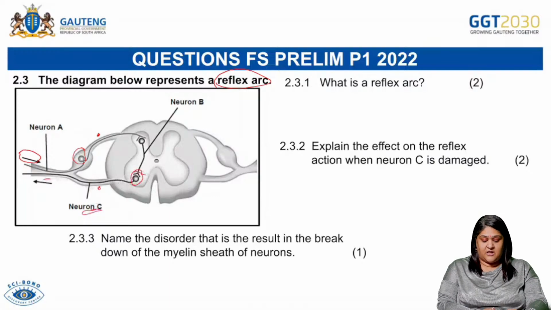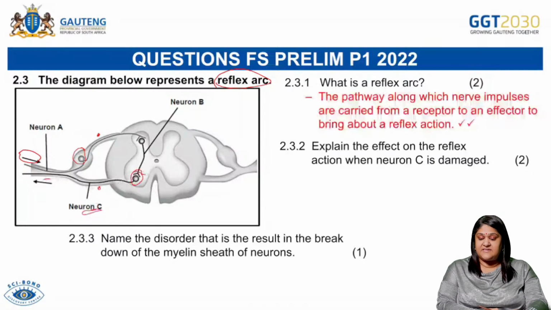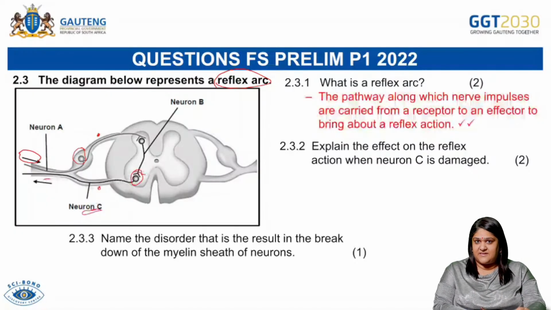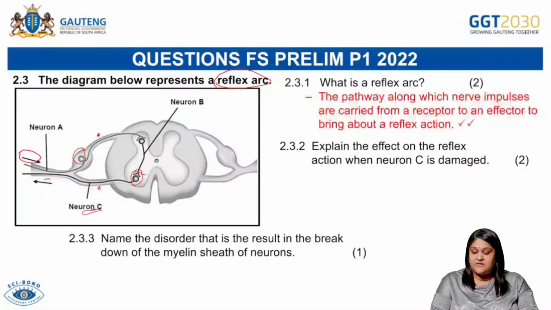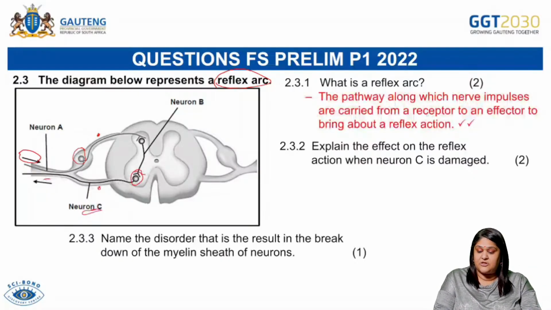What is a reflex arc? Okay, so we discussed this one. It's a pathway along which nerve impulses are carried from a receptor to an effector to bring about a reflex action. Okay, I just want to stop there quickly because this is something that learners also don't understand and that they tend to forget. Is that we have a receptor, okay? The nerve impulse is going to go from the receptor, it's going to be carried through, right?